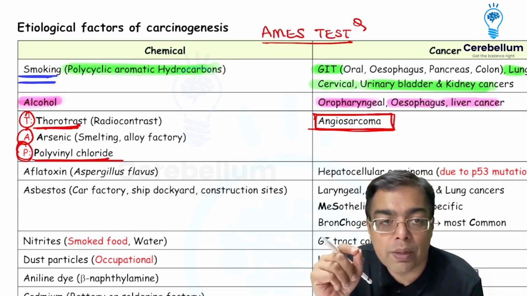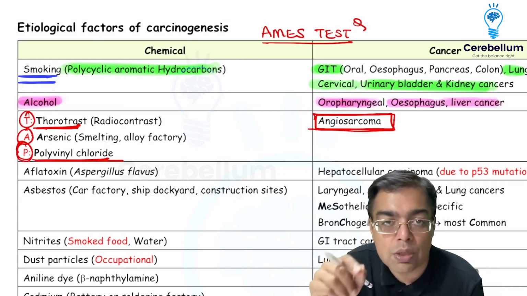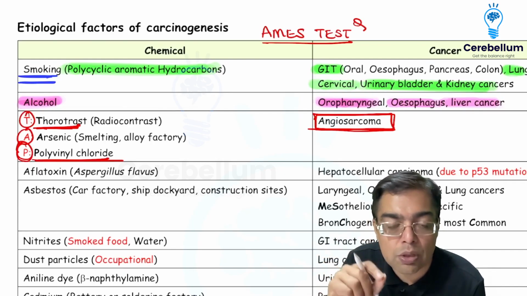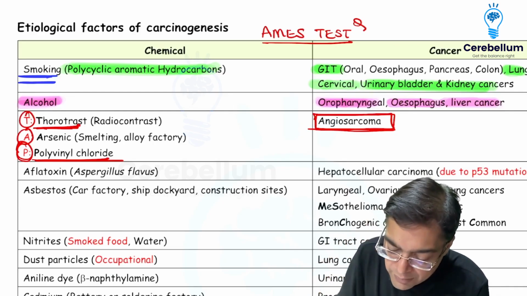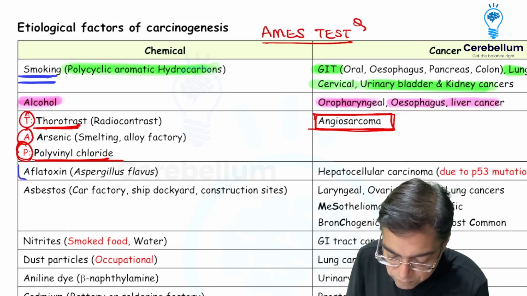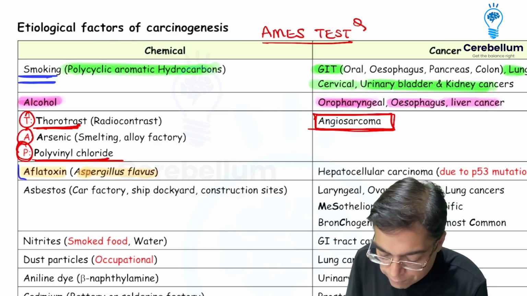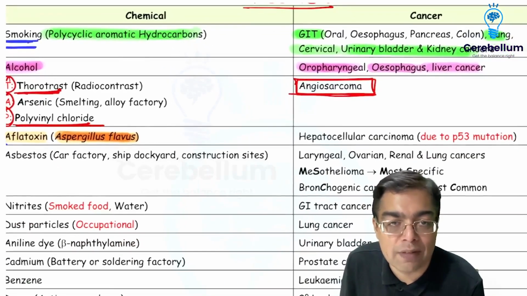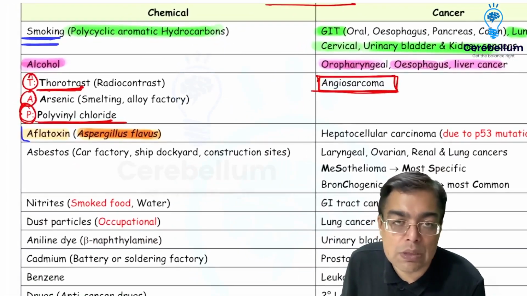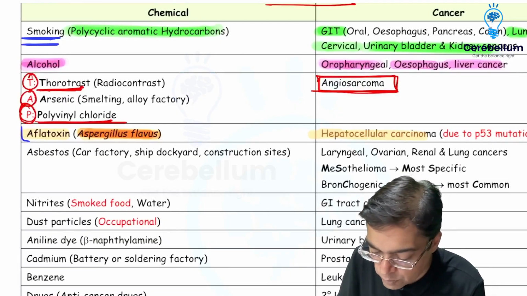So angiosarcoma is going to be associated with thorotrast exposure, arsenic exposure, and polyvinyl chloride exposure. We are going to be having at times intake of a particular type of toxin that is going to be given the name of aflatoxin. Aflatoxin is seen because of exposure to a fungus given the name of Aspergillus flavus, and this fungus is responsible for causing development of hepatocellular carcinoma.